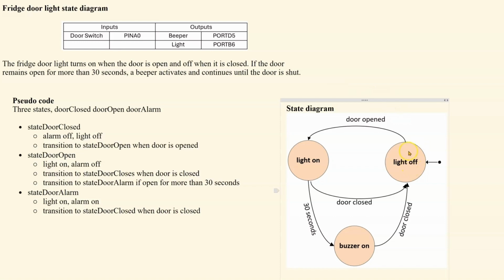The light is off, the door is opened, the light goes on, the door is closed, light goes off. If the door is open for more than 30 seconds, the buzzer goes on and will stay on until the door is closed. Now pause the video and try and write the C code.